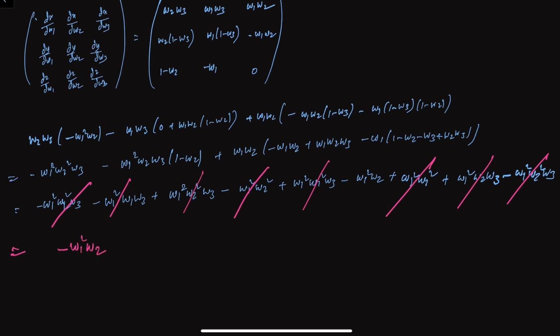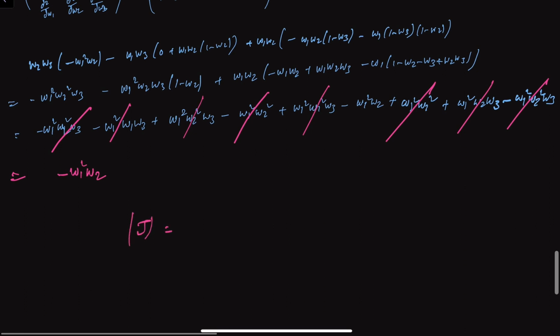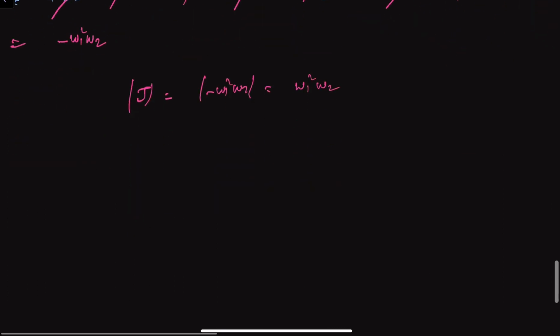So we will be left with minus w1 square w2. Therefore the Jacobian here would be the absolute value of this, which is nothing but w1 square w2. Now we can find the joint PDF. The joint PDF of x, y, z is f_XYZ of small x, y, z, which is e to the power minus x into e to the power minus y into e to the power minus z. That is nothing but e to the power minus w1. So this is the joint PDF of x, y, z.